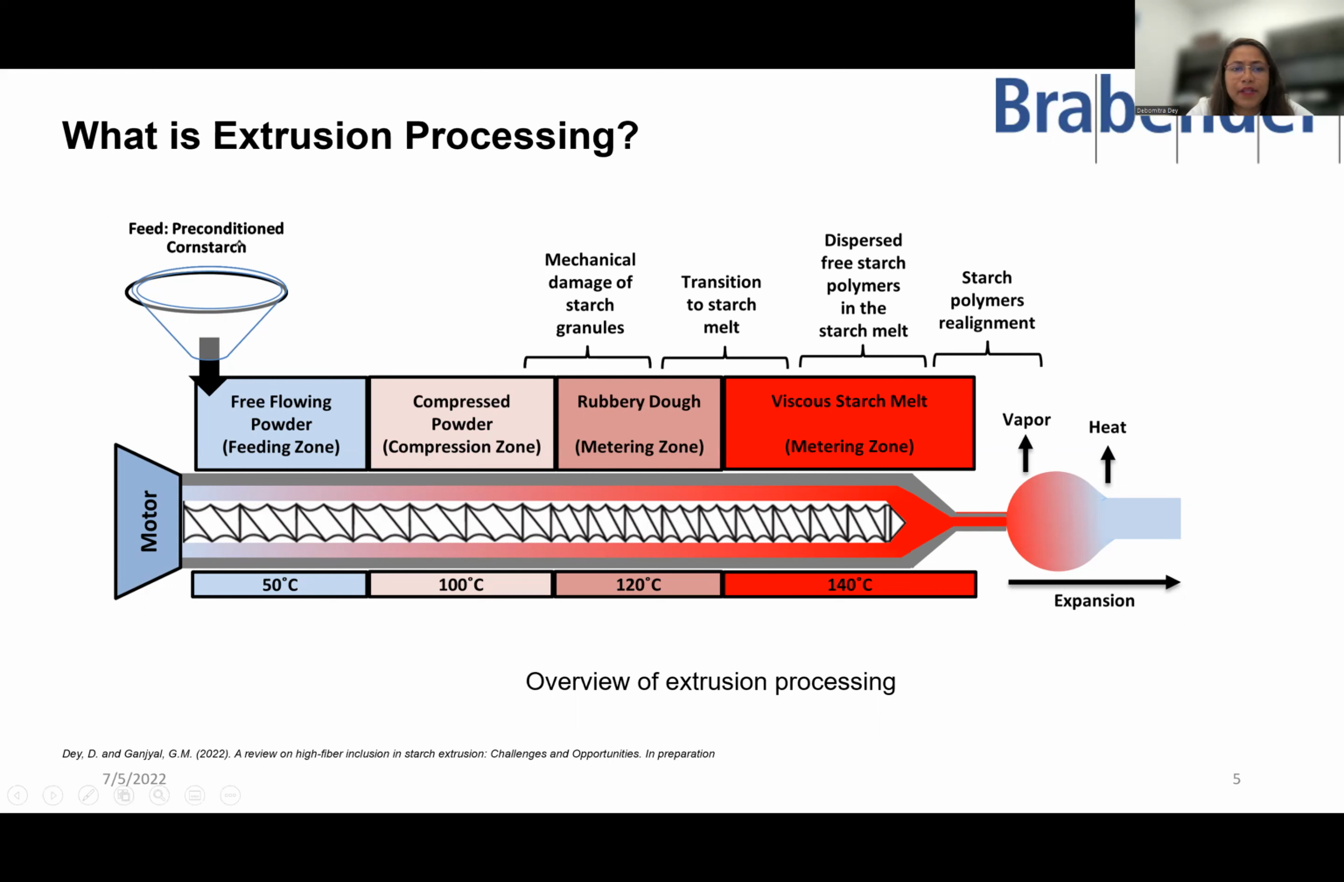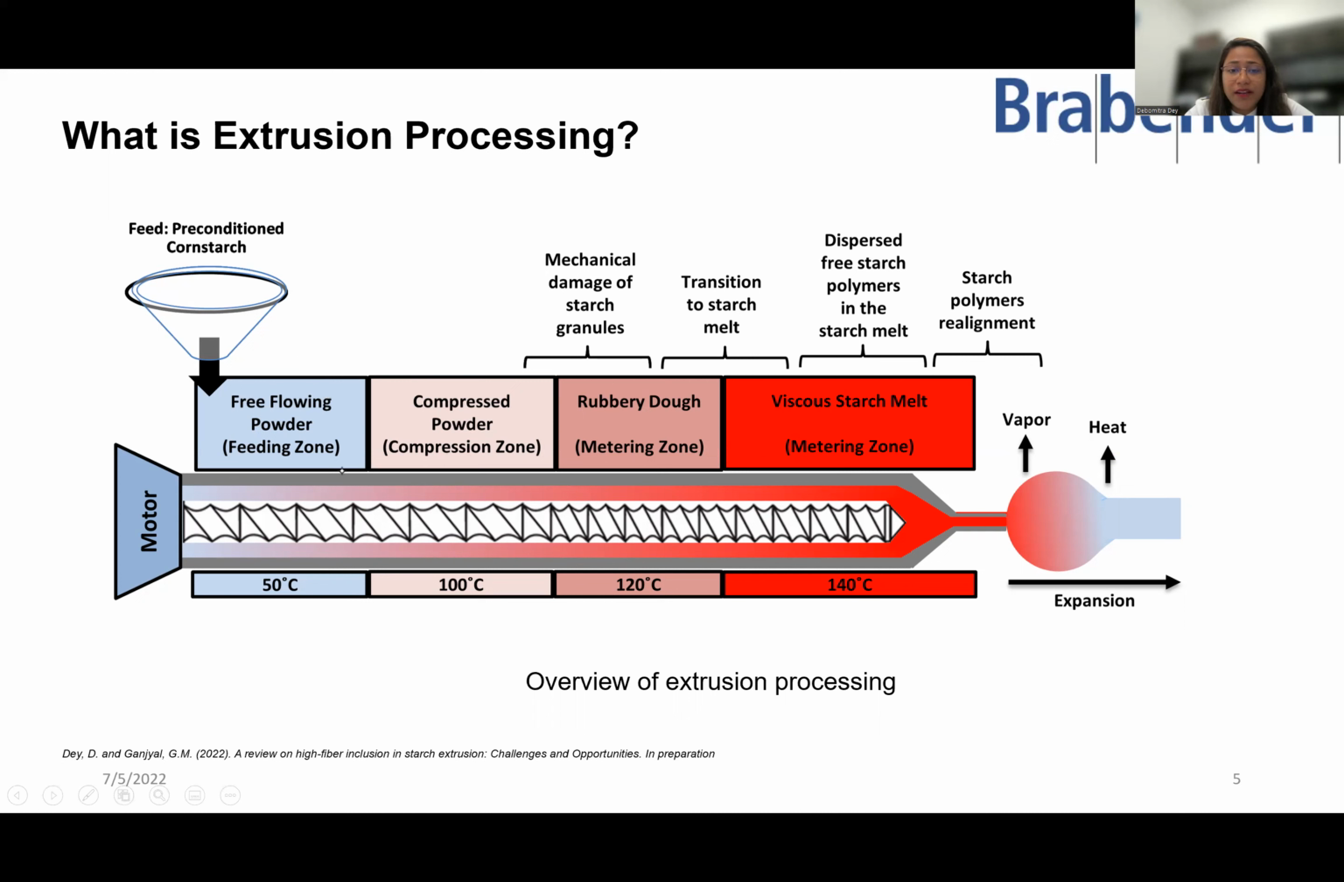So in this example, what we are trying to extrude is a preconditioned cornstarch. Preconditioned means that some amount of water was already added to the cornstarch and kept overnight, and then that material is fed inside the extruder. You have another option where you can just have the raw material and dose in water through one of the sections on the extruder. It depends on what exactly you're looking at or what your desirability is when it comes to the product.